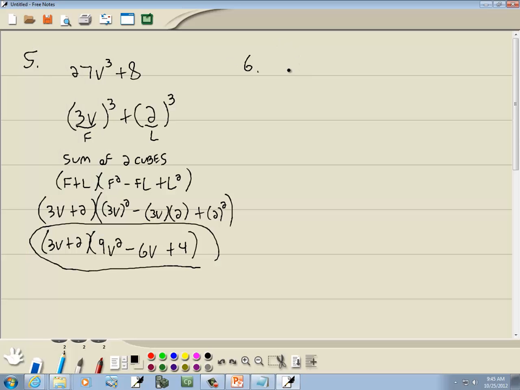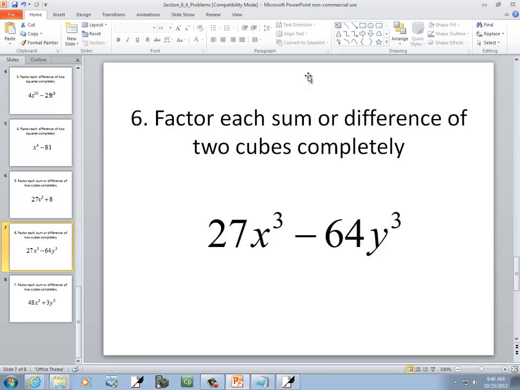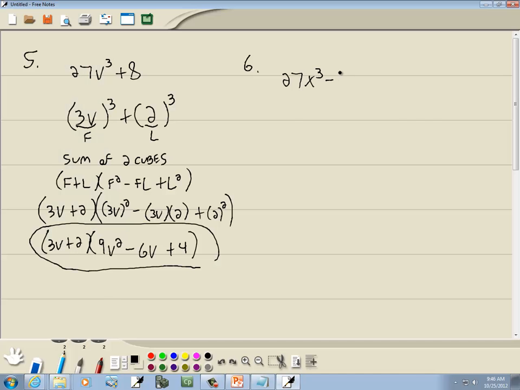Let's look at our next problem. 27x to the third minus 64y to the third. First method, GCF. Well, they don't have anything in common. Let's see. Second method, grouping.